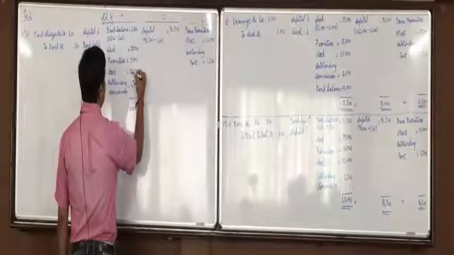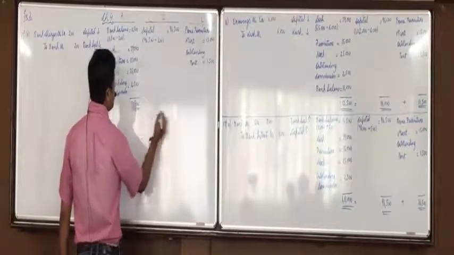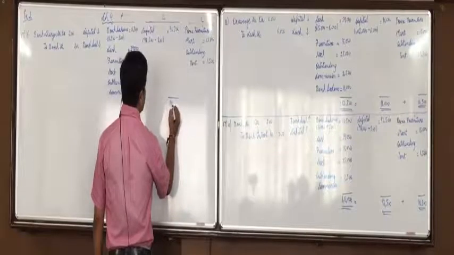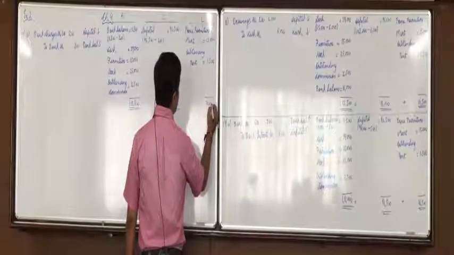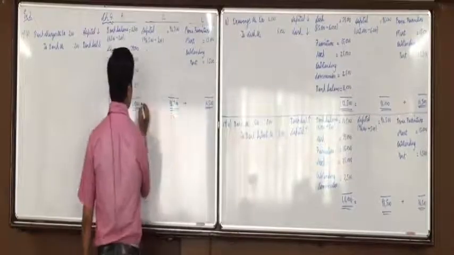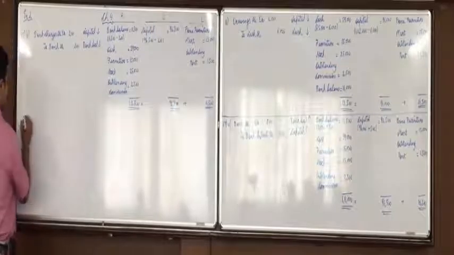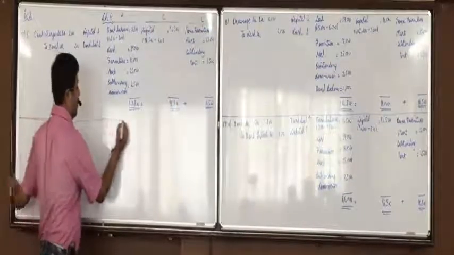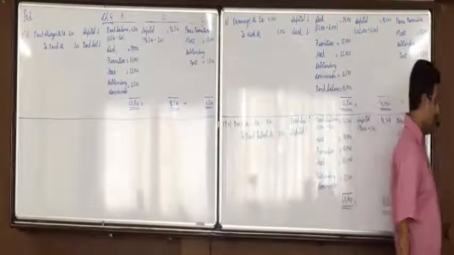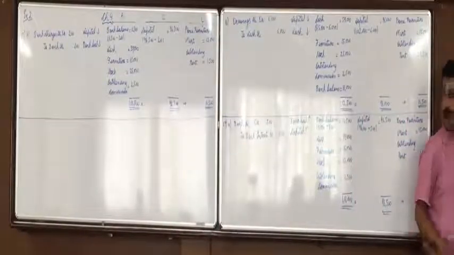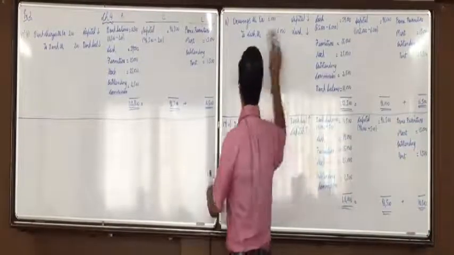59, 70, 85, 100, 110, 112,800, 96,300, 16,500. Does it again match or not? 96,300 plus 16,500, 1,12,800. Who are the ones still writing? Complete it fast.